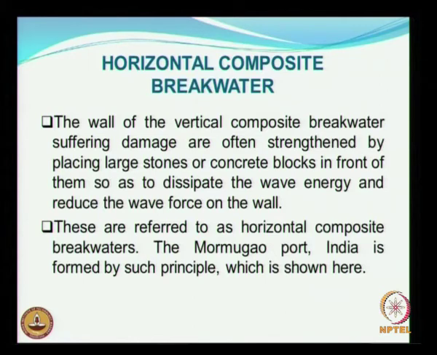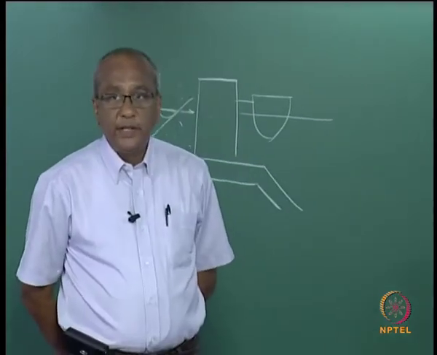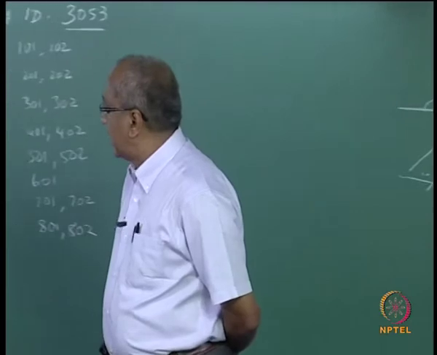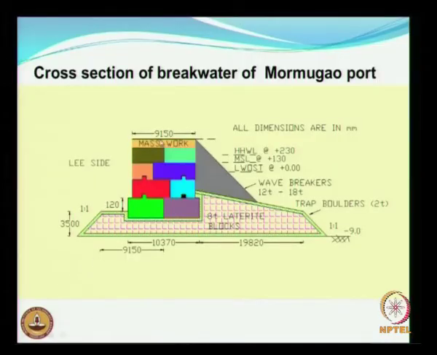The Mormugao port in India is formed by such a principle, which we will be seeing soon. This Mormugao port harbor is more than 100 years old, and it was constructed by masonry work, as you can see here. This is the lee side, and this is the sea side, and since laterite blocks are available in plenty, they adopted laterite blocks here. Without this part marked in grey color, this was the original vertical type composite breakwater, wherein it was serving its purpose.